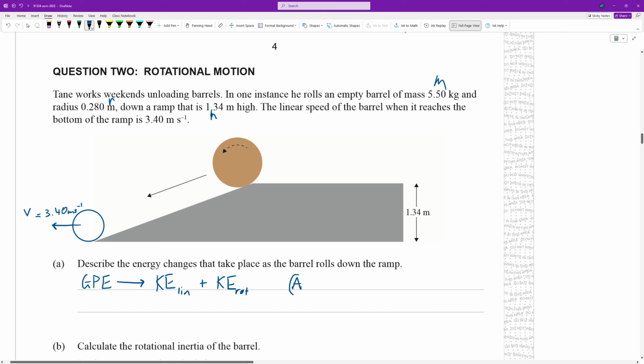And that is an achieved question, right? Just making sure that you acknowledge that when its potential goes into kinetic, we have two types of kinetic: one for linear, so just straight line movement, and one for rotational.